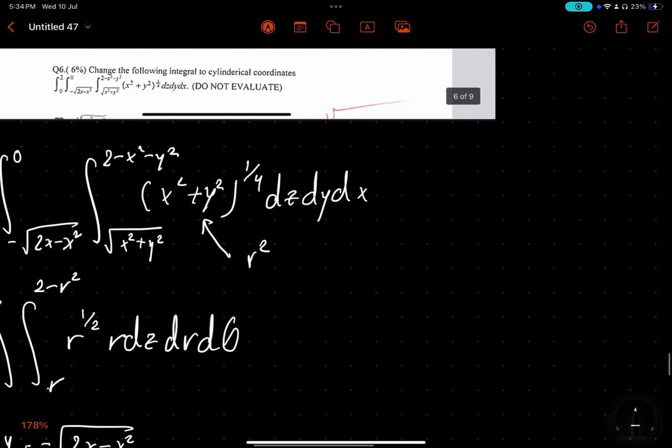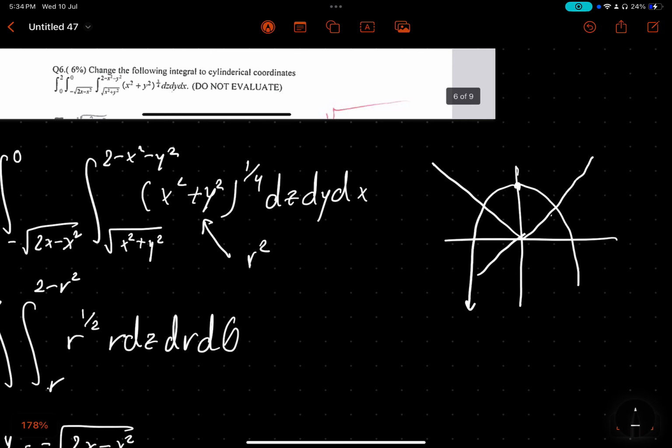Actually, let's draw this. I think we should draw it. So in 3D we're going to have a cone. Okay, that's our cone. And we're going to have a paraboloid, which is like this. And the volume is something here. Okay, so this is our volume.